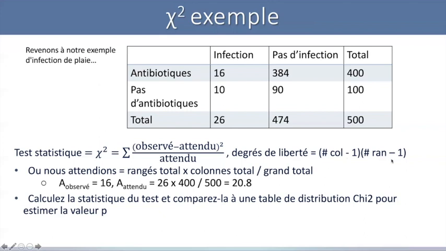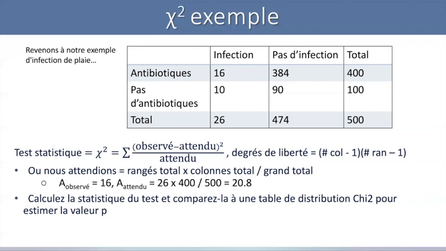Estimate my p-value. I would then compare this p-value to my pre-selected alpha, usually 0.05, as we've discussed before. If that p-value for my data is less than 0.05, I reject the null hypothesis and conclude there is a significant association between antibiotic use and wound infection. If it is greater than 0.05, I accept the null hypothesis that there is no significant difference between the proportions of infection among those who did or did not take antibiotics. Or in other words, that there is no statistically significant association between antibiotic use and risk of wound infection.